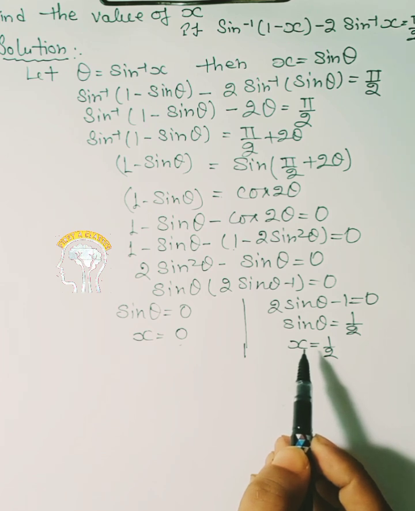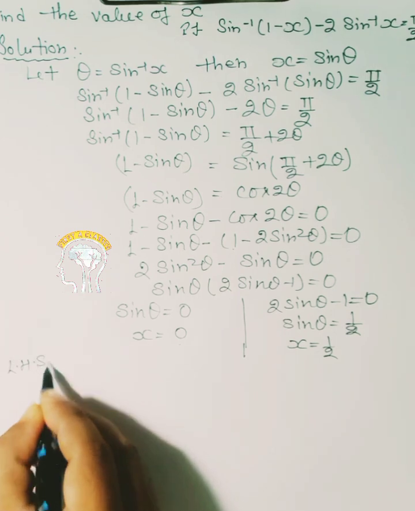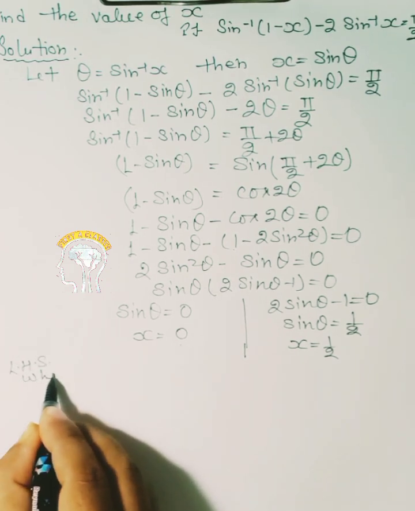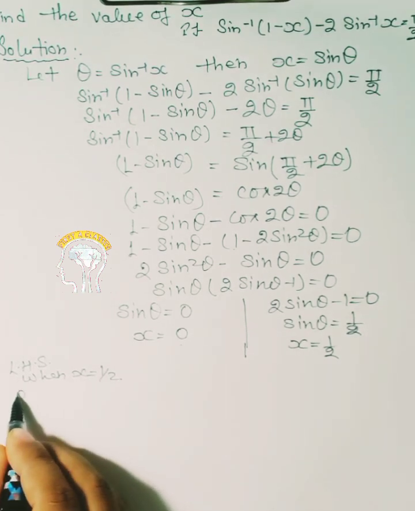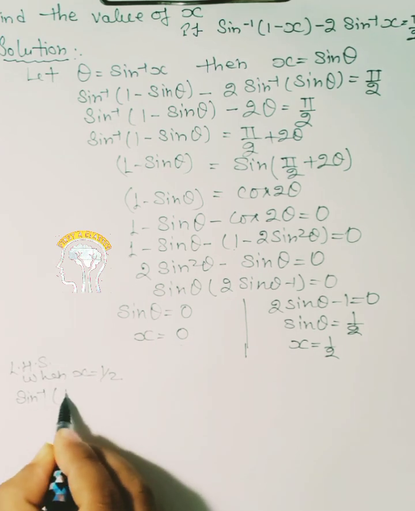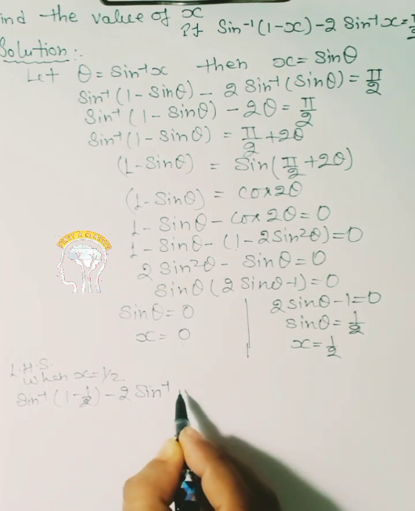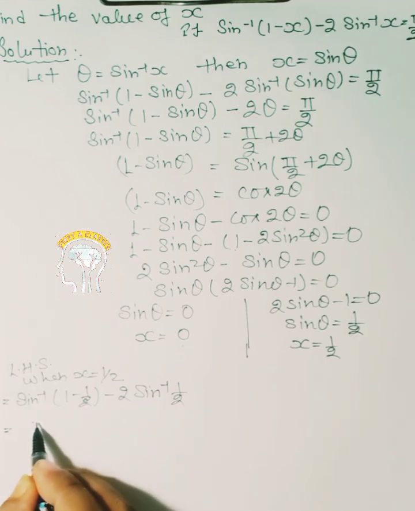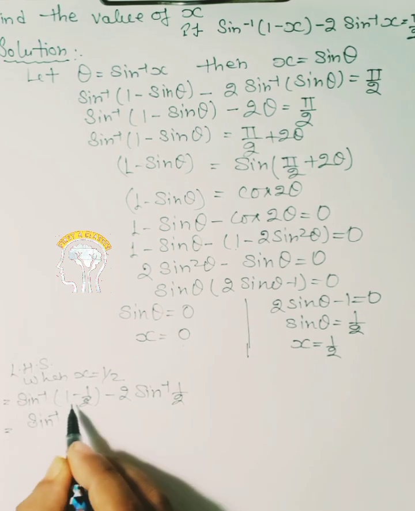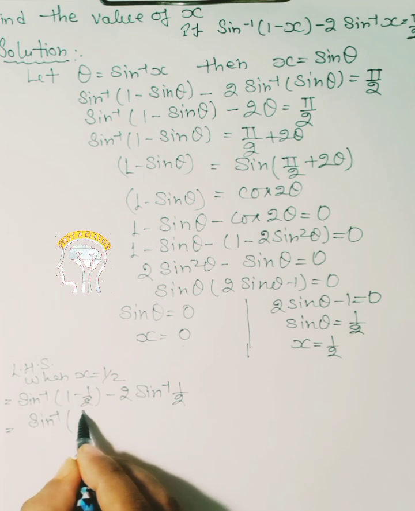So which value makes the left hand side and right hand side equal? We consider that value. So for the left hand side, when x equals 1 by 2, sine inverse (1 minus 1 by 2) minus 2 sine inverse (1 by 2). Here we get sine inverse of 1 by 2, and the value of 1 by 2 in the form of sine is sine pi upon 6.